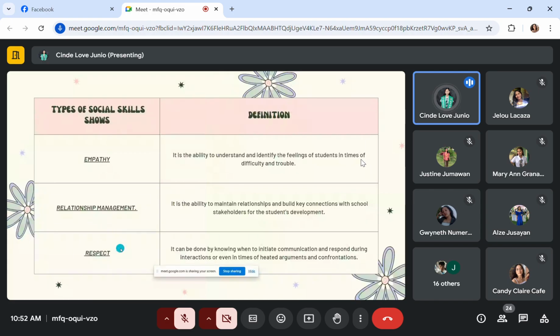And then next is respect. It can be done by knowing when to initiate communication and respond during interactions, or even in times of heated arguments and confrontations. So you are treating others kindly and fairly even in disagreements. So for example, when our classmates or our teachers are having a discussion again, you can raise your hand instead of interrupting them.